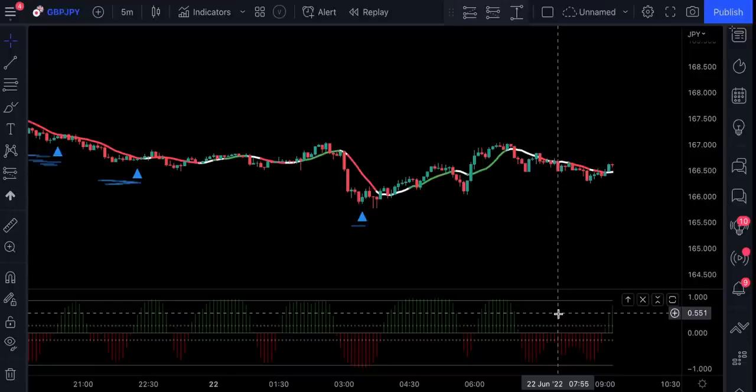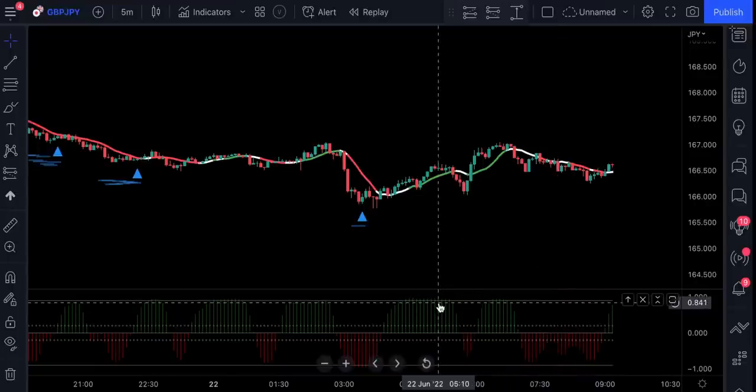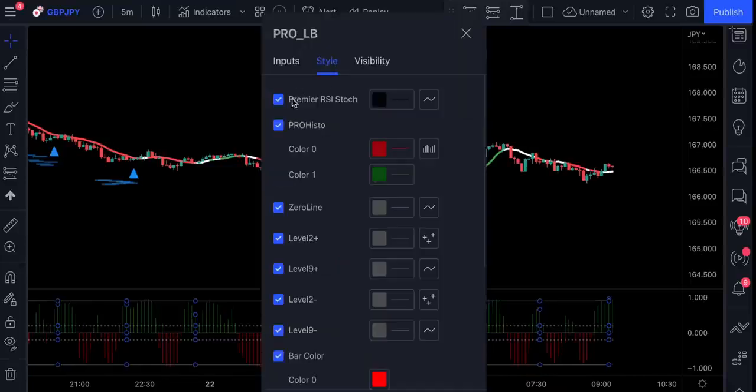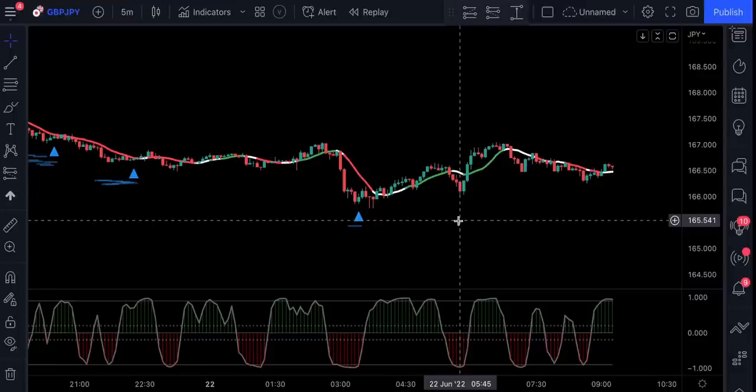Now we need to change the settings on this RSI oscillator. So let's first change this RSI length from 14 to 7. The stochastic length from 8 to 6. And the smooth length from 25 to 9. Also in the style section, let's make this Premier RSI stochastic line visible. Okay, the setup is ready.